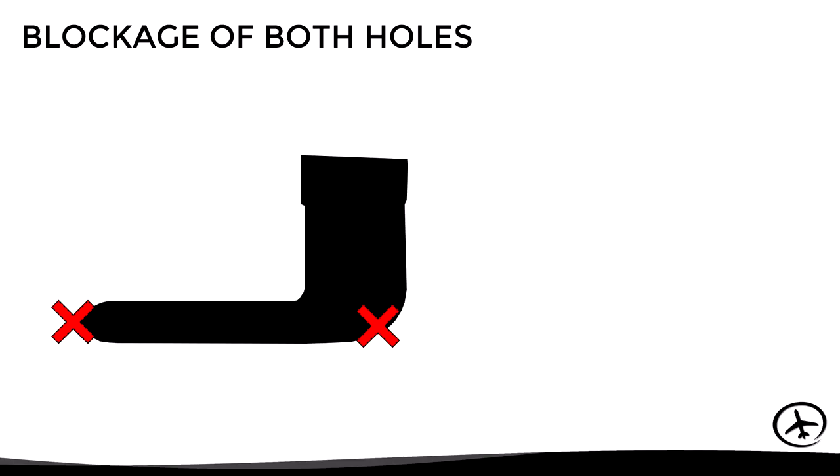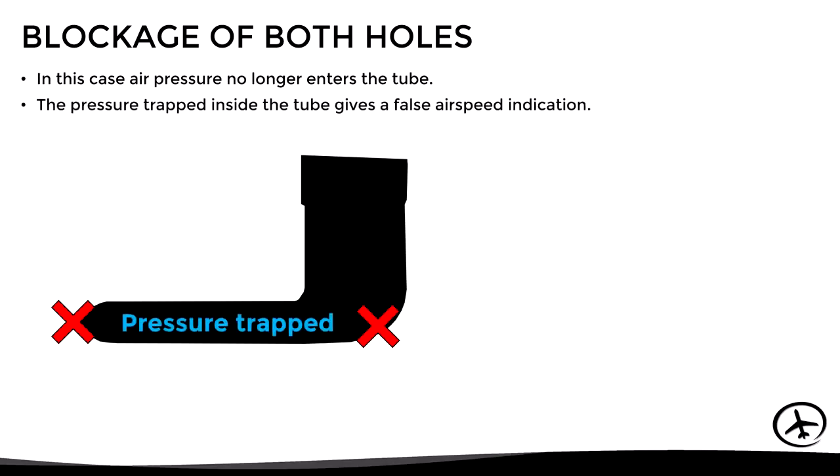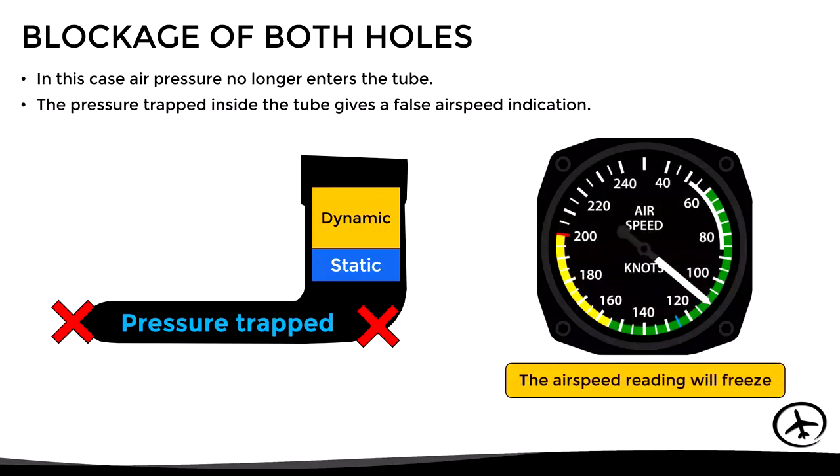Here we have both holes blocked. In this case, the total pressure can no longer enter the tube, but also, the pressure inside the tube cannot escape either. This way, the pressure trapped inside the system will give a false airspeed reading.